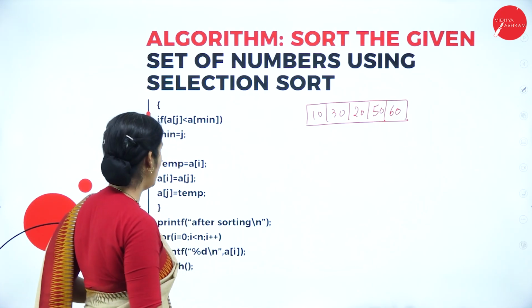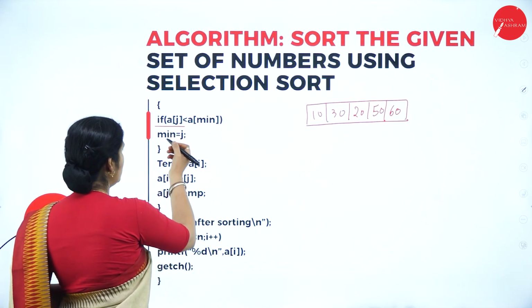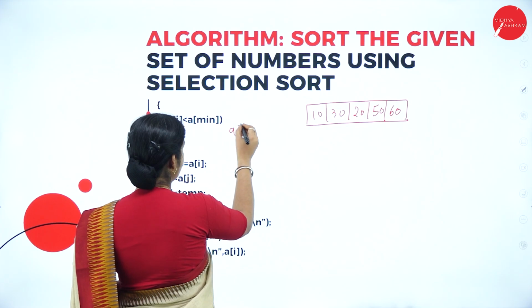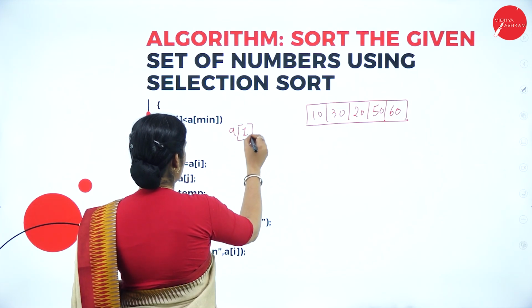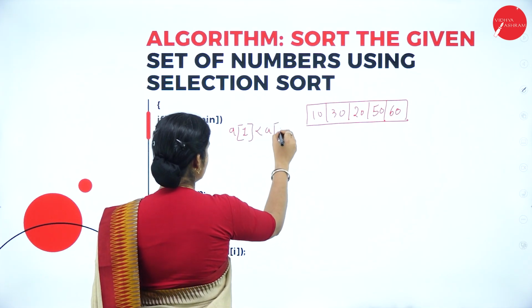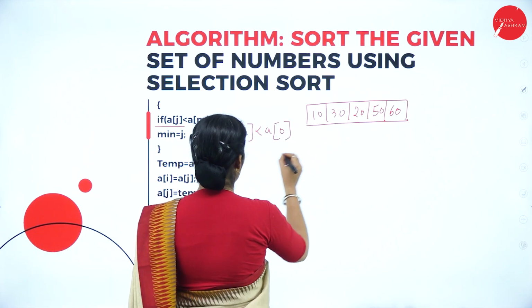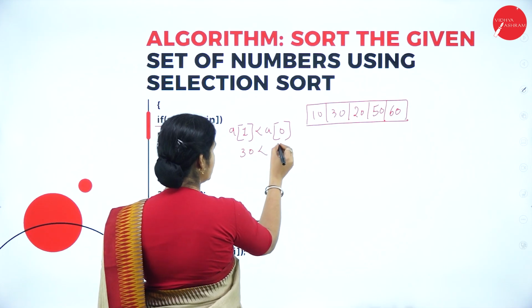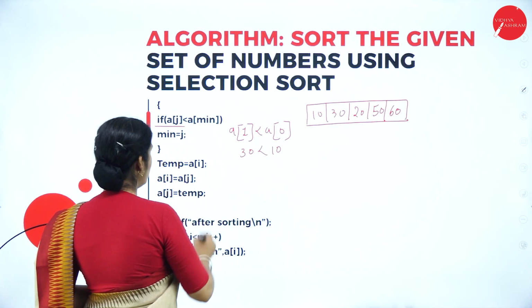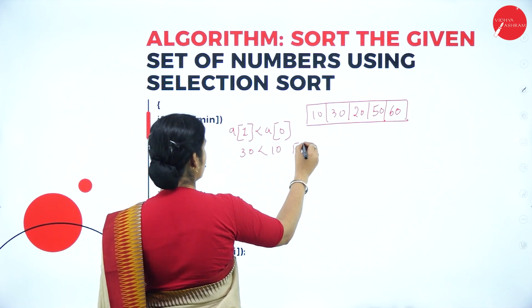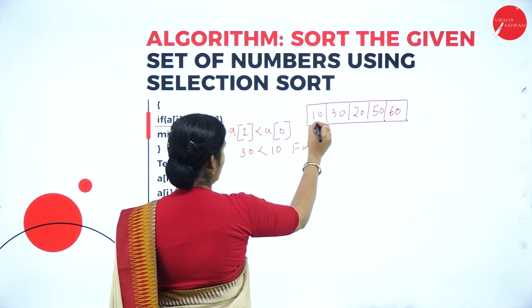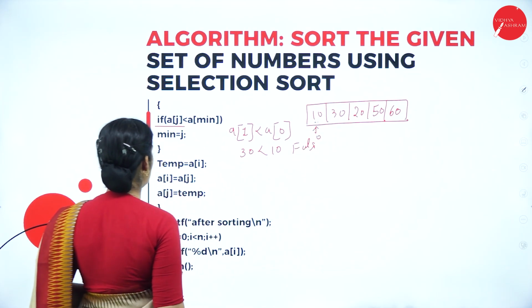If this is my array, what do I have to check? I have to check E of j. What is my E of j value? E of 1 is less than E of 0. Yes, E of 1 is less than 0. What is the E of 1 value? 30 is less than E of 10. No, condition false. So keep the 10 as it is in position 0.